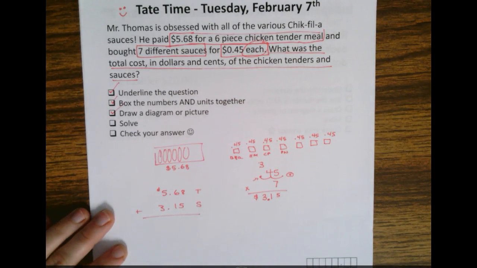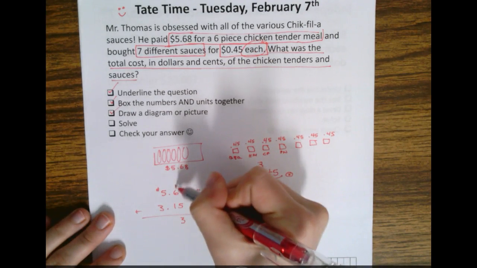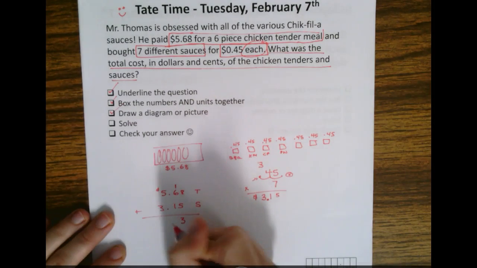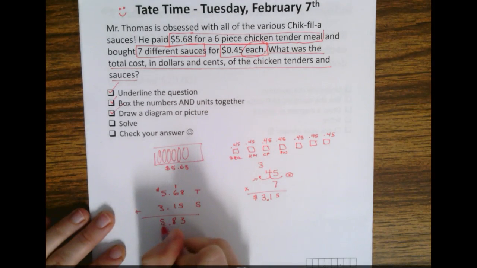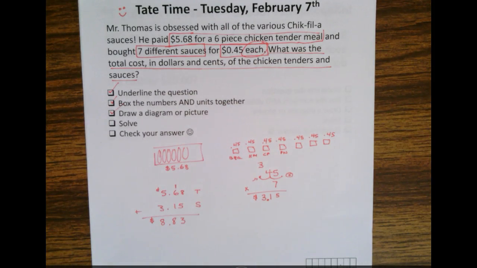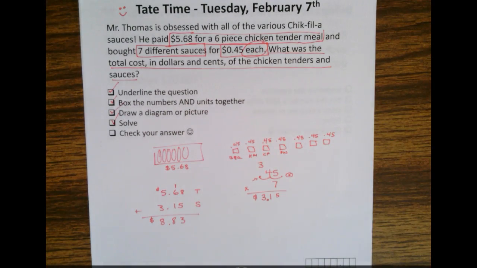I'm going to carefully look at my columns, starting in the hundredths, or the pennies place. 8 plus 5 is 13 hundredths. That means I have an extra dime. This is going to be 8 tenths, or 80 cents. 5 plus 3 is 8. So here we get that his total bill was $8.83. Check. Let me make sure I check my answer, because I want to take my time.